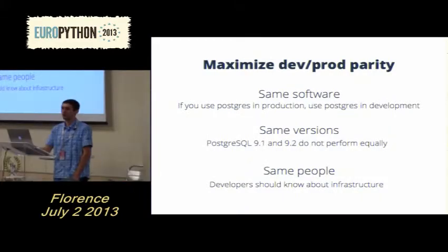So if you run 9.2 in development and don't find any issues with count queries, then deploy that to production, which has an older version. Suddenly it's going to be very slow, and you wouldn't have noticed in development.